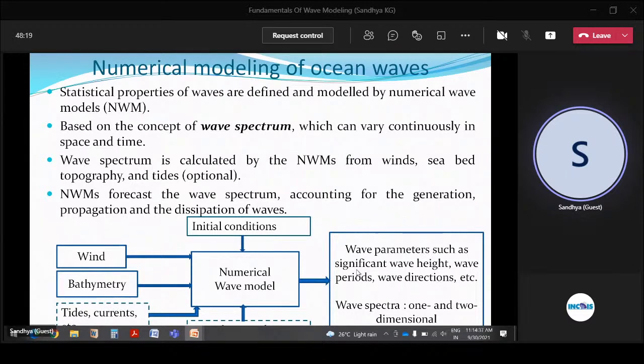Some of the outputs are wave parameters, statistical wave parameters, such as significant wave height. What is significant wave height? It is the average of the highest one-third of the waves. That is an output from most of the wave models. And then wave periods and wave directions, of different kinds: mean wave period, peak wave period. Different kinds of periods are there, like different kinds of wave directions are there. And one-dimensional as well as two-dimensional wave spectra are also output from the wave models.